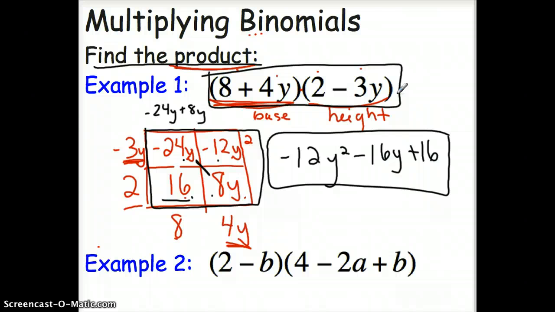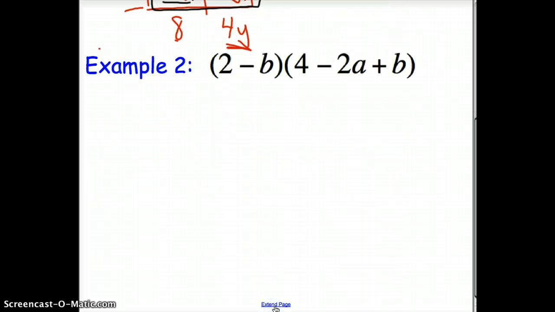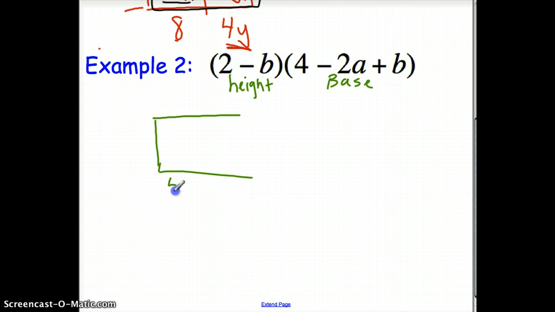So the next question, we're going to do the same thing, but it's a little bit bigger rectangle. So let's take a look at example 2. So example 2, the same exact stuff. We're going to find the base and the height. The good news is it wouldn't matter too much if you decided to let this be your base and have the other value be your height, because it will be the same rectangle. So I'm just going to mix it up here and try it that way. So I'm going to have a base of 4 minus 2a plus b. So because there's 3 terms, I'm going to have to break my rectangle up into 3 pieces. Okay, so I have 3 squares wide, and then I'm going to have 2 minus b as my height.